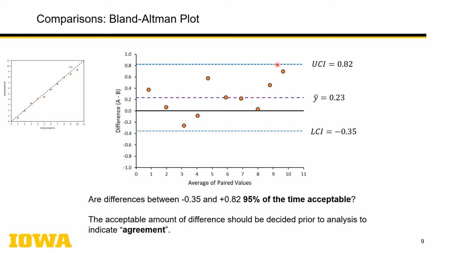Because again, they're never going to be 0. The difference is never going to be 0. So what is an acceptable difference is the idea behind the Bland-Altman plot.